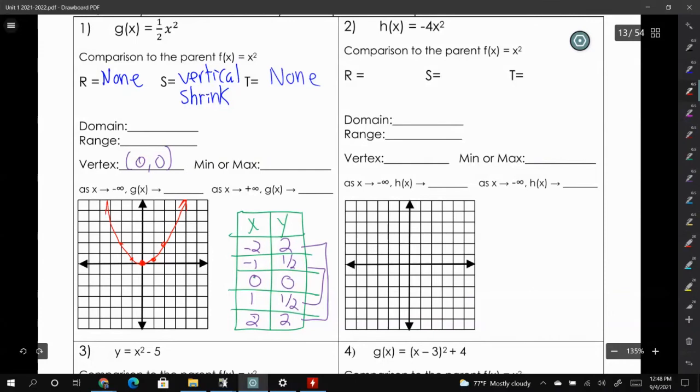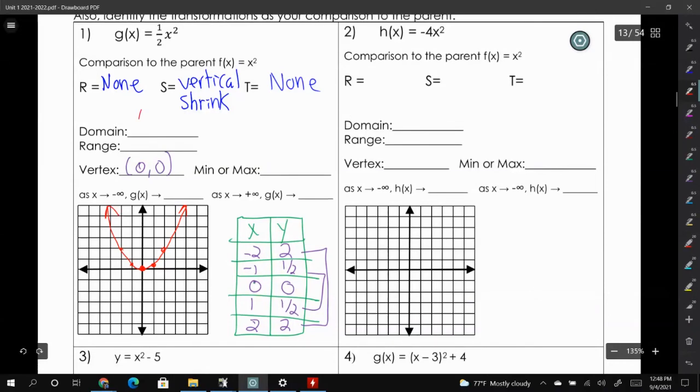So my graph looks like this. The domain for every single quadratic equation or quadratic function is -infinity, infinity, always. Our range, our smallest y value is 0, and the y values go all the way up to infinity. Min or max, we have a minimum value at y equals 0. End behavior, both ends are going up towards positive infinity.